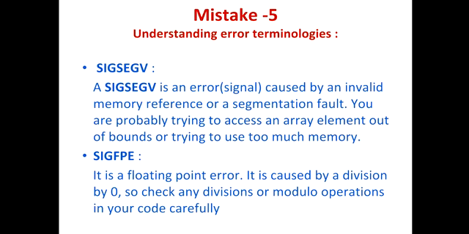The next is SIGFPE. It is a floating point error. This is mostly caused by a division by zero. So check in your code whether there is any case of division by zero. Is there any zero in the denominator? Then surely this will be the cause of the error.